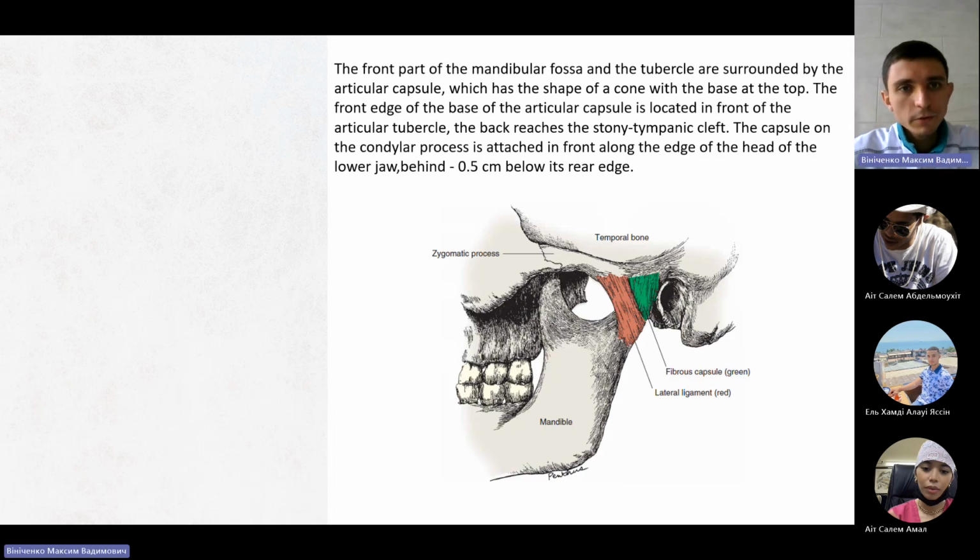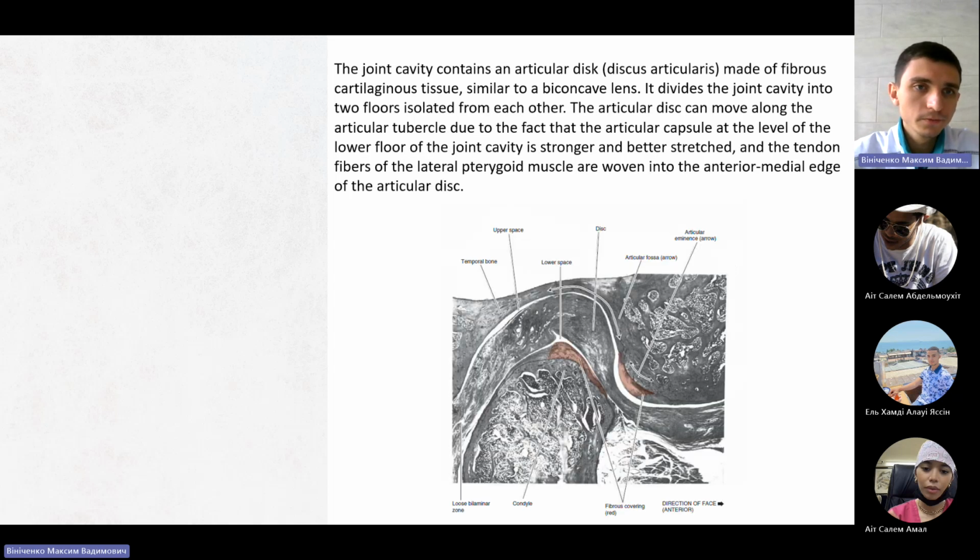The articular capsule has the shape of a cone with the base at the top. The front edge of the base of the articular capsule is located in front of the articular tubercle. The back reaches the petrotympanic fissure. The capsule on the condylar process is attached in front along the edge of the head of the lower jaw, behind 1.5 centimeters below its rear edge.